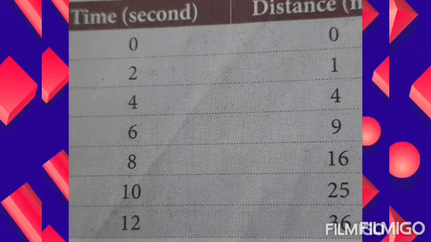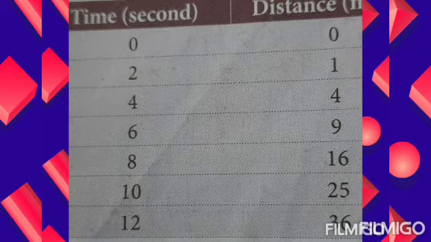See here the intervals of time are equal: 2, 4, 6, 8, 10, 12. But the distance is unequal. So non-uniform motion is unequal distance in equal intervals of time. For that we will get a curved graph alone. Okay, curved graph alone we will get.